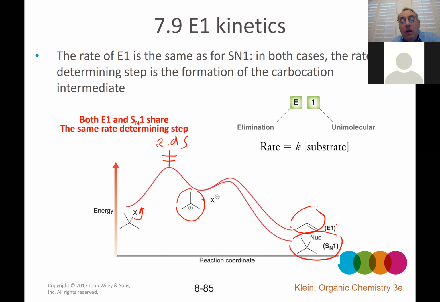So you see the E1 and SN1 have the same rate limiting step, so they follow the same rate law, and you'll get a mixture of products. In this particular energy diagram, you see the substitution is a little faster. It has a lower activation barrier, so you get a little more of that, but you'll get mixtures all the time, okay? Because that carbocation has a tendency to do both: react with the nucleophile and lose a beta hydrogen.